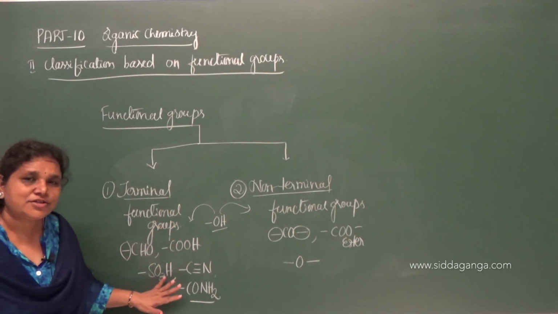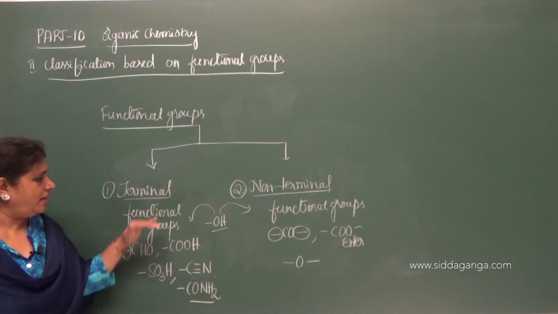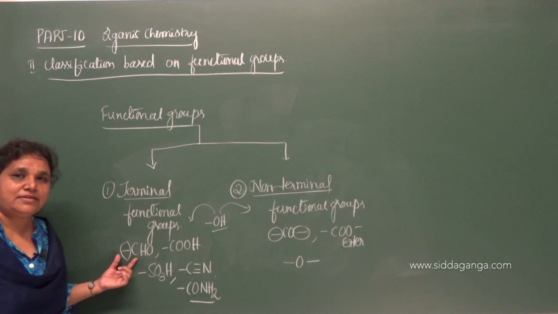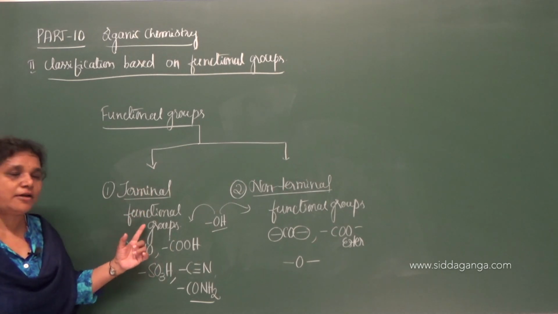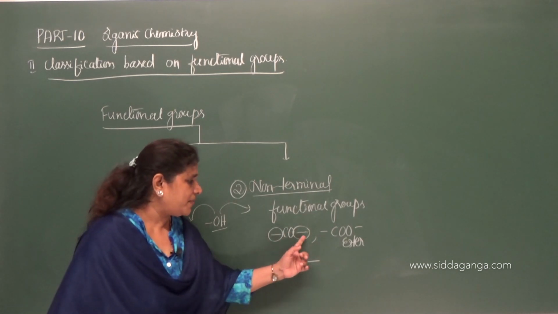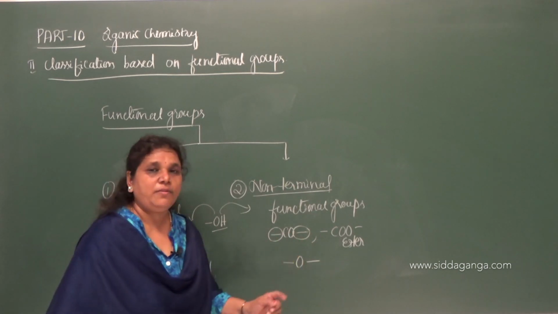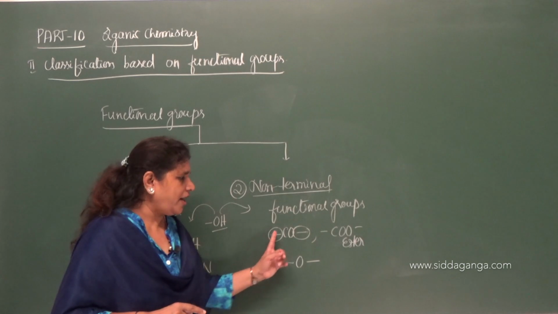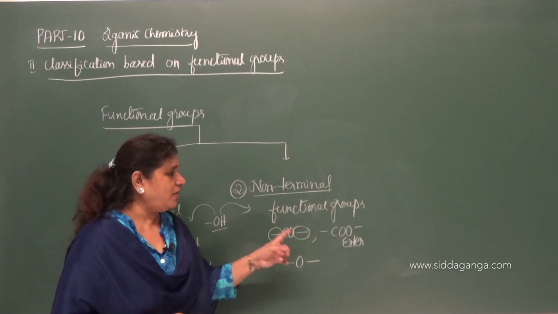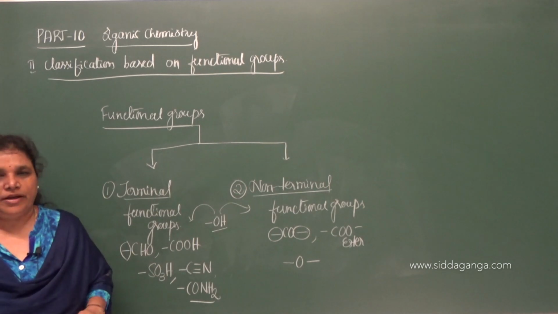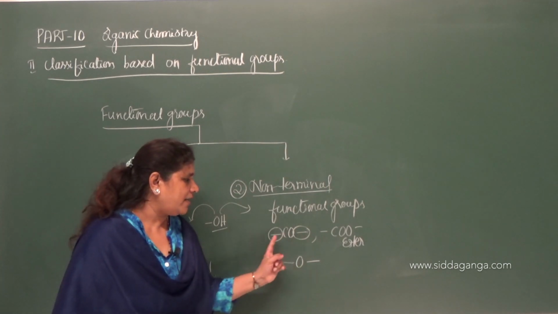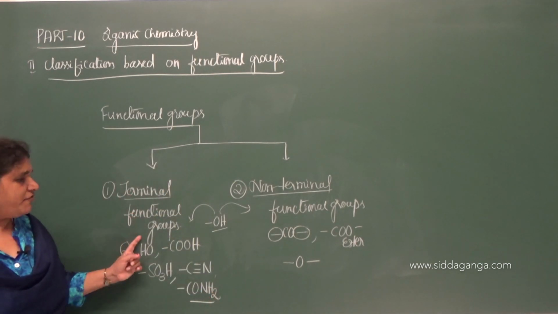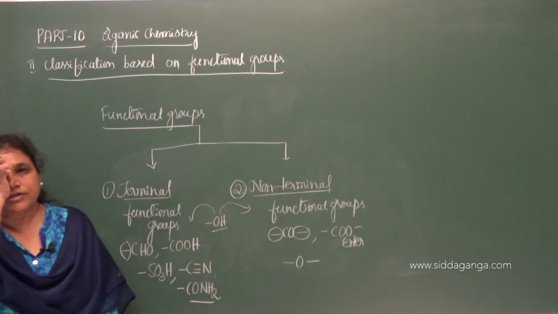Any functional group at the end of the carbon chain we call terminal. How do we identify? If only one hyphen is written before the group, that indicates terminal. So if hyphens are present on either sides of the functional group, then that indicates non-terminal functional groups. A chain can be added here, a carbon chain can be here. So therefore this functional group is non-terminal. Why is it non-terminal? Because it contains hyphens on either sides. So this is the difference between terminal functional groups and non-terminal functional groups.